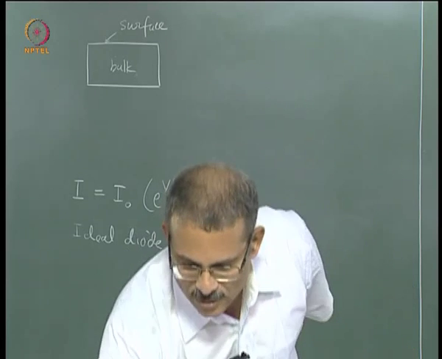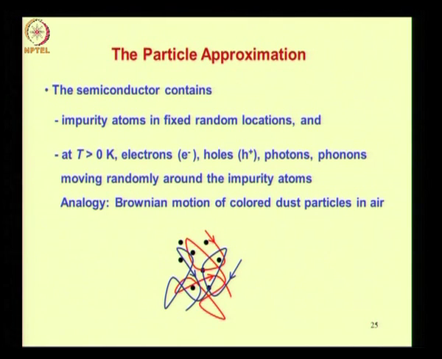So the analogy for this is also shown here in the diagram. It is Brownian motion of colored dust particles in air. As shown on the slide, the black dots are fixed impurities but located randomly, and the arrows around them show the path of the other particles, namely electrons, holes, photons and phonons. Now only two colors are shown here to avoid cluttering of the figure. So you could regard, for example, red to be indicating holes and blue to be indicating electrons.